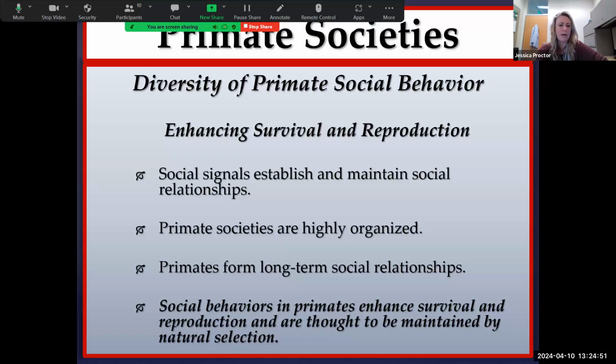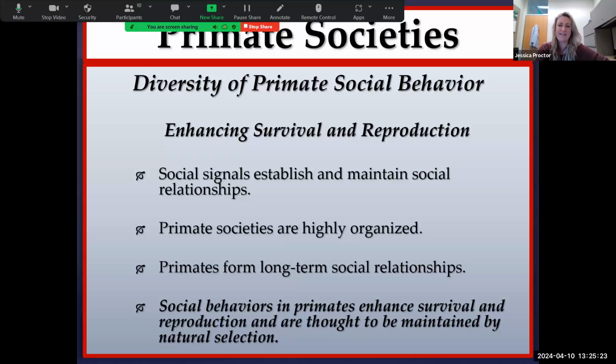Primate societies are highly organized. We know that primate individuals form long-term relationships. They form alliances with one another. They sometimes engage in conflict with one another. Sometimes it's resolved, sometimes it's not. But essentially, social behavior in primates is thought to enhance survival and reproduction and is thought to be maintained through natural selection. So that's one of those major forces of evolution we learned about way back in chapter 4.